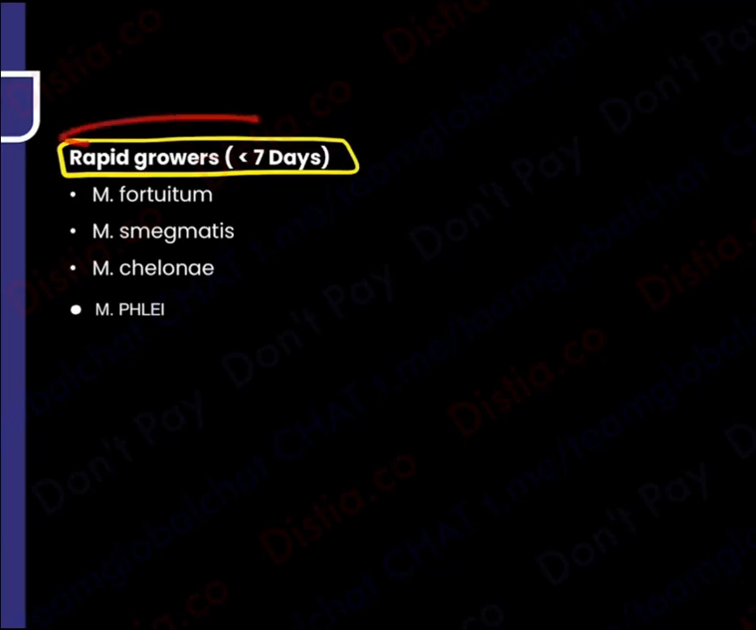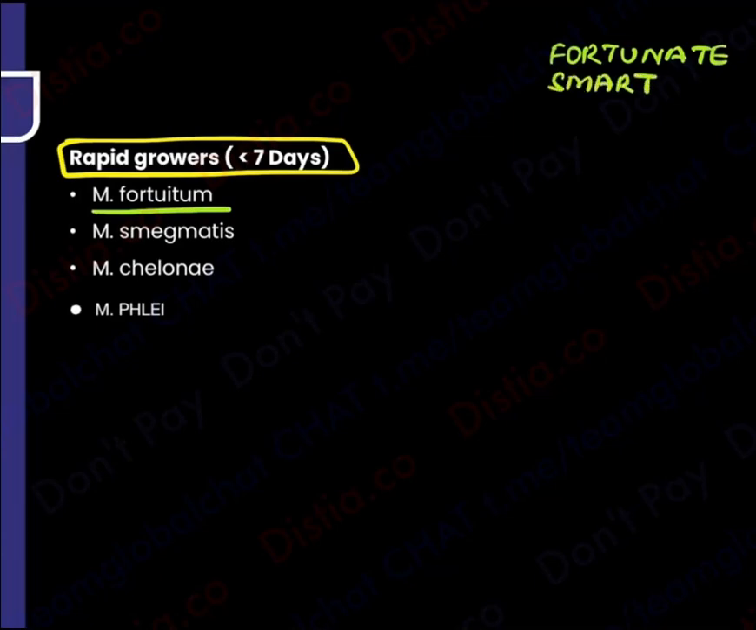So tell me, who are the people who become overnight famous? I'm not talking about all the social media influencers. What do you think? People who become famous overnight, gone viral. Number one, either they are very, very fortunate people, very lucky people, so Mycobacterium fortuitum, or they are very, very smart and hardworking people, smart for smegmatis, or they are just simply very chalu, clever kind of people.